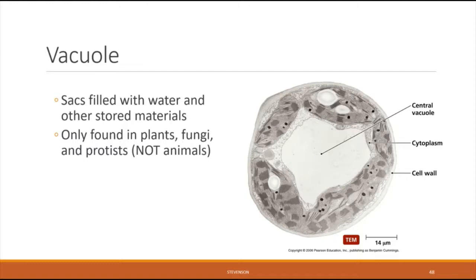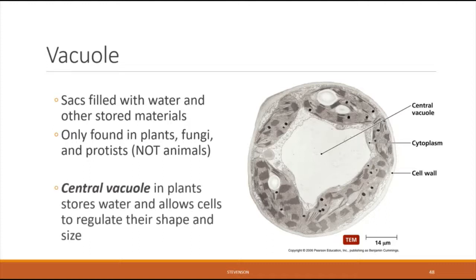Next up, we have vacuoles. Vacuoles are essentially water sacs. They store water and materials that are dissolved in that water, and they are only found in certain types of cells. They're only found in plants, fungi, and protists, not animal cells. So our human cells do not possess vacuoles, but other types of cells do.